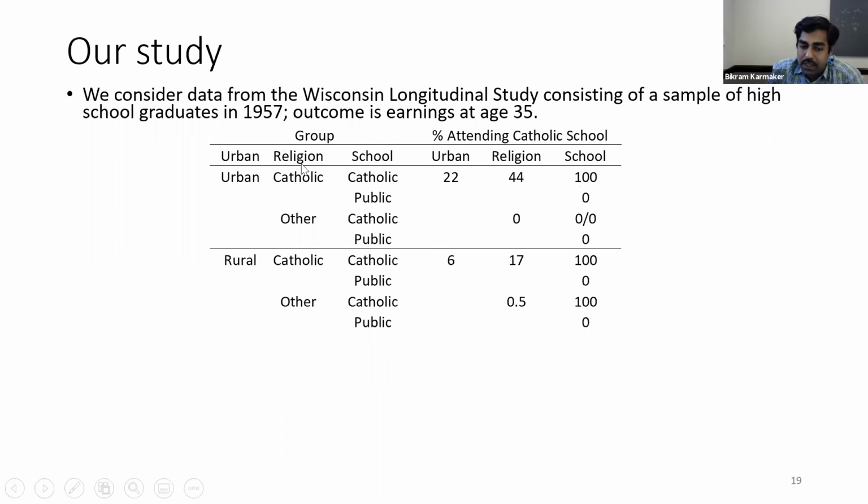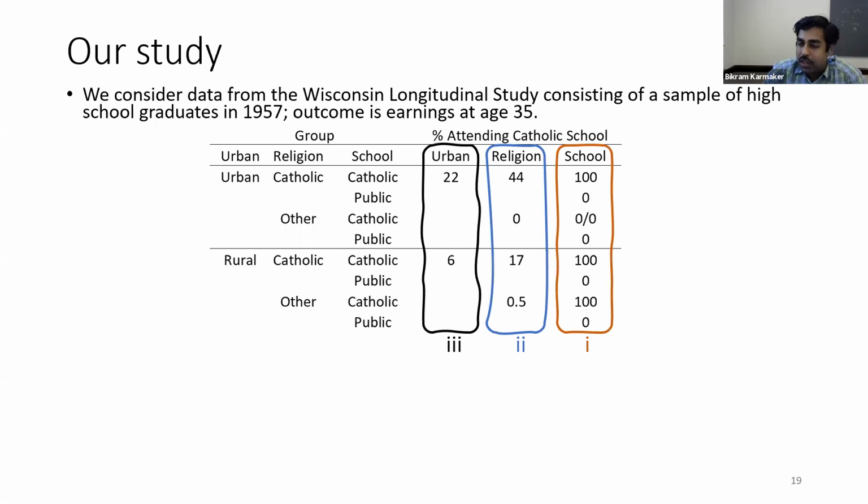The second column is for religion, Catholic or non-Catholic, and the third column is for which school they attended, Catholic school or public school. Over here, you will see 22% of the urban students went to Catholic school, and 6% of the rural students went to Catholic school. In religion, among the urbans, 44% of Catholics went to Catholic school, and no non-Catholic, at least in our data, went to Catholic school. In the rural areas, the numbers were different, but the direction of association was the same.